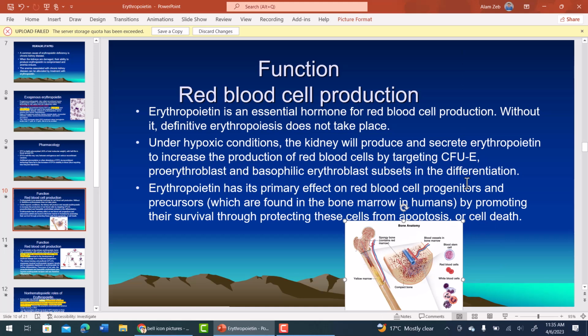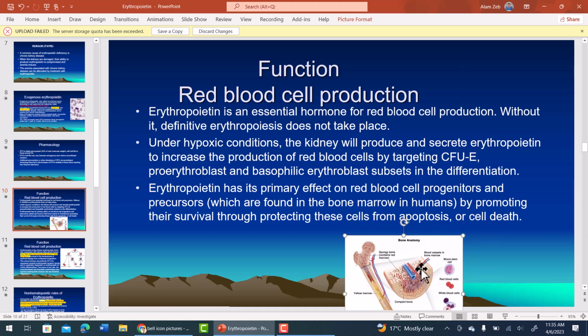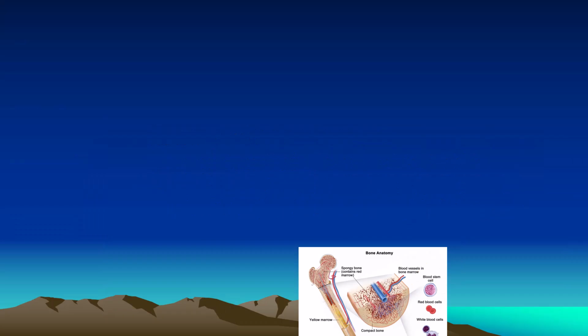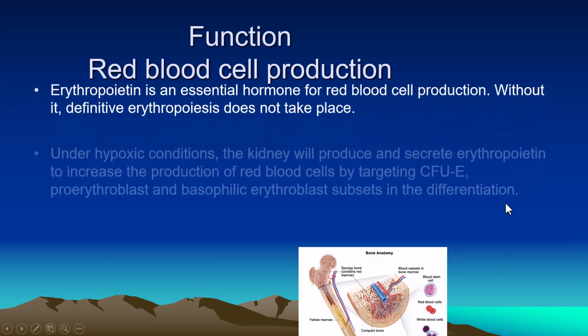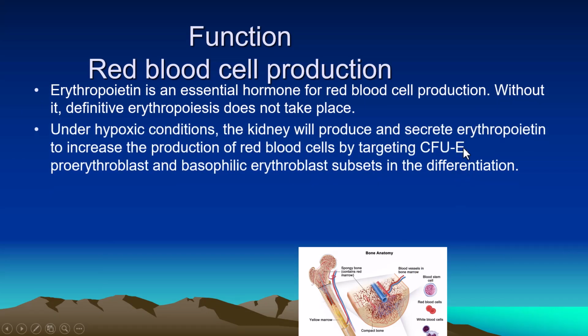colony forming unit erythrocyte. There are colonies in the bone marrow, and the erythropoietin acts on these colonies which are responsible for the production of red blood cells. This colony is called the colony forming unit of erythrocyte, and erythropoietin acts on the pro-erythroblast and basophilic erythroblast subset in the differentiation.